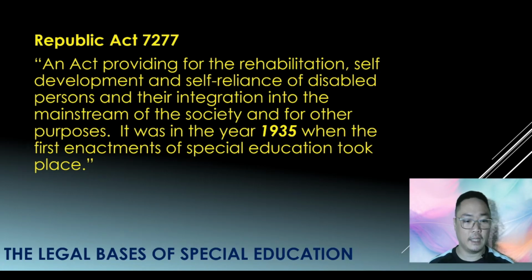Now let's talk about the legal basis of special education. It is anchored on Republic Act 7277, an act providing for the rehabilitation, self-development, and self-reliance of disabled persons and their integration into the mainstream of the society and for other purposes. So there is an act to rehabilitate, try to have self-development to enhance what they're capable of, self-reliance, they can do things on their own, among disabled people. So they would have to be integrated into the mainstream society.